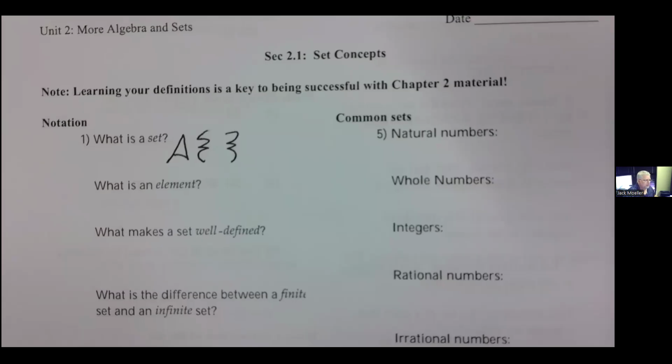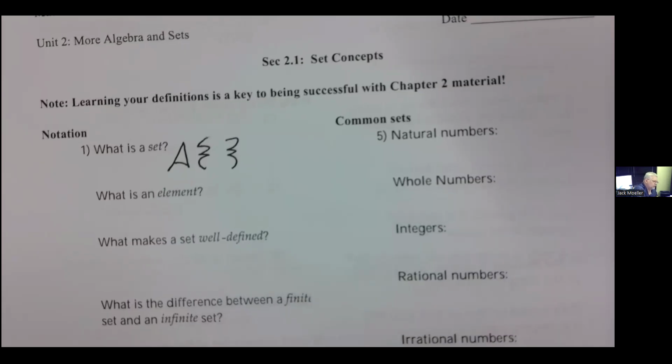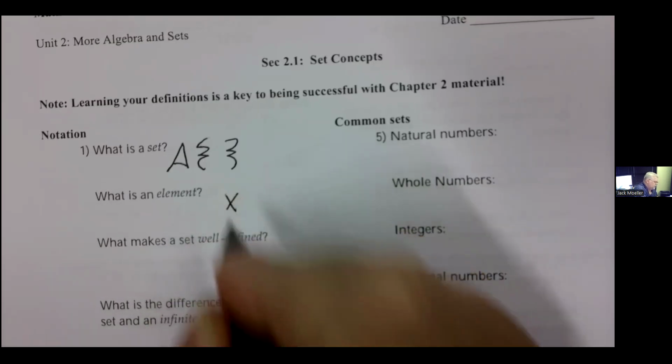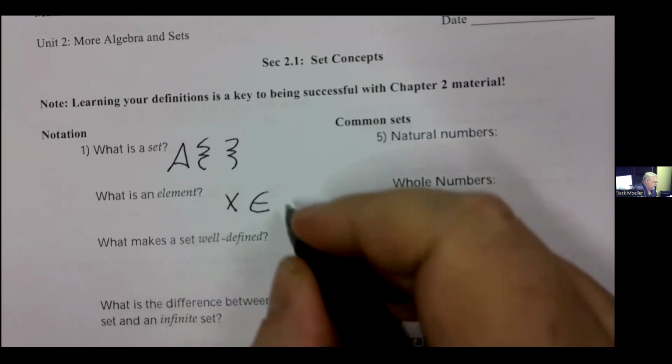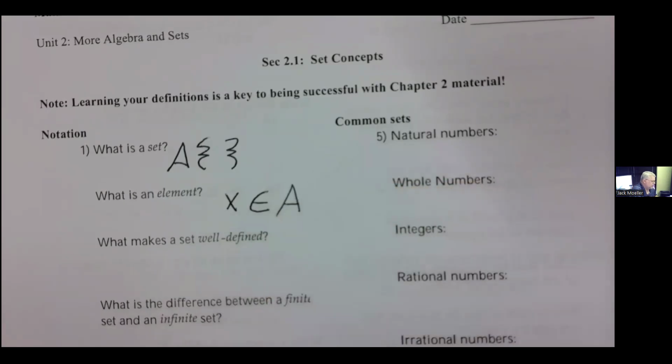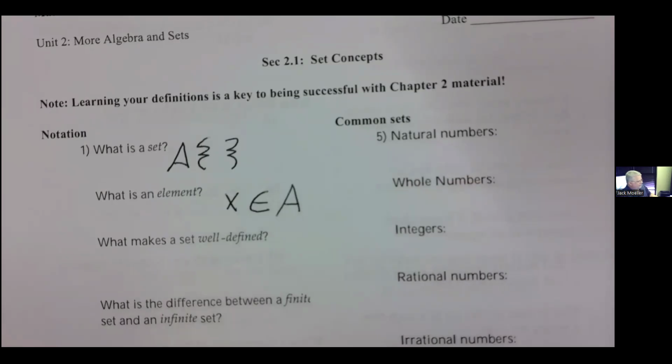The notation for an element looks like a C with a bar, sort of like an E and C combination. So if X is the element, then you have that curved E/C, and we say A, so that would read X is an element of the set A. And in that case, like I said, if A is the set of the days of the week, X would be Monday, Tuesday, and so on.